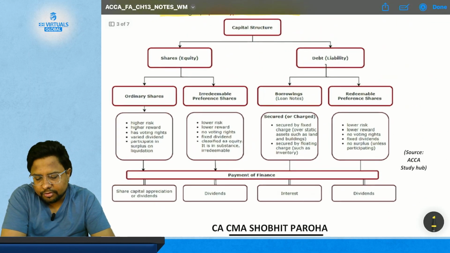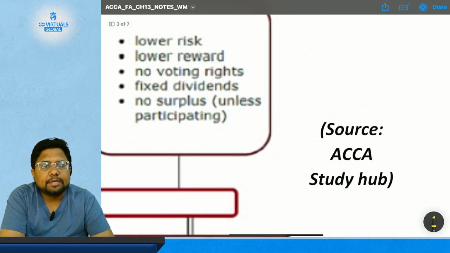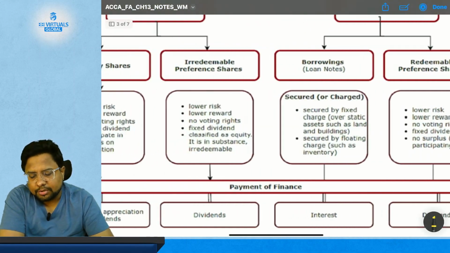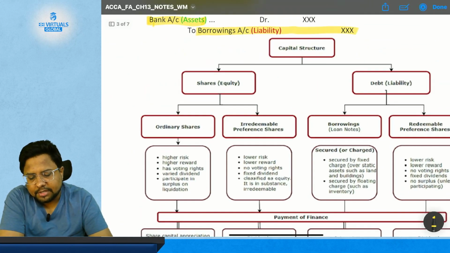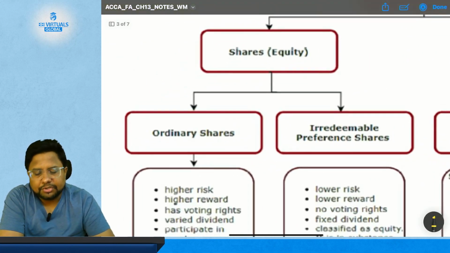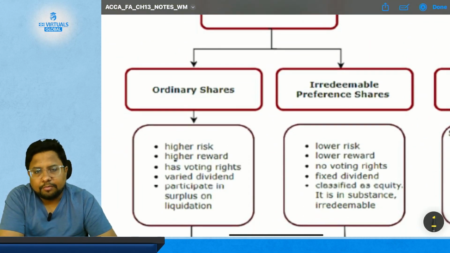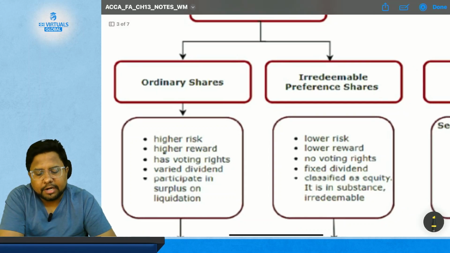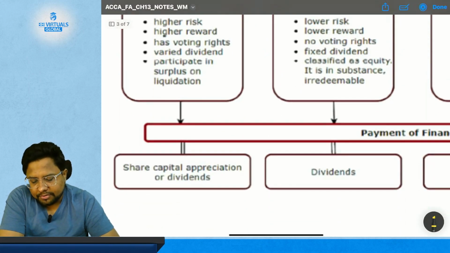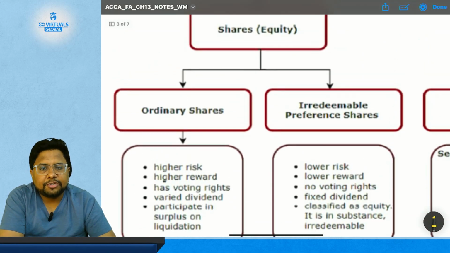Then we have this beautiful chart, also given by the ACC Study Hub. In this chart all things are given, which is the capital structure. First, shares and equity. Then we have two categories: ordinary share and irredeemable preference share. Ordinary shares get share appreciation or dividend, and irredeemable preference shares get dividend.